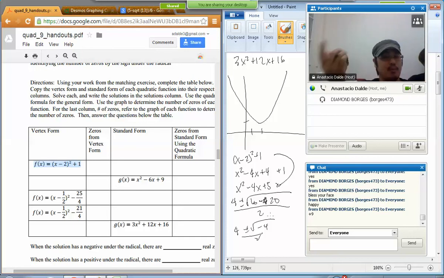But the point is, if I give this to you in vertex form, you can see immediately, oh, that doesn't touch the x-axis. But if I gave it to you in standard form and you were to solve it out, you'd be like, what the heck? What is the square root of negative 4? What times itself gives me a negative number? There is no number that times itself will give me a negative number. So therefore, it must not cross the x-axis. You see what I mean?